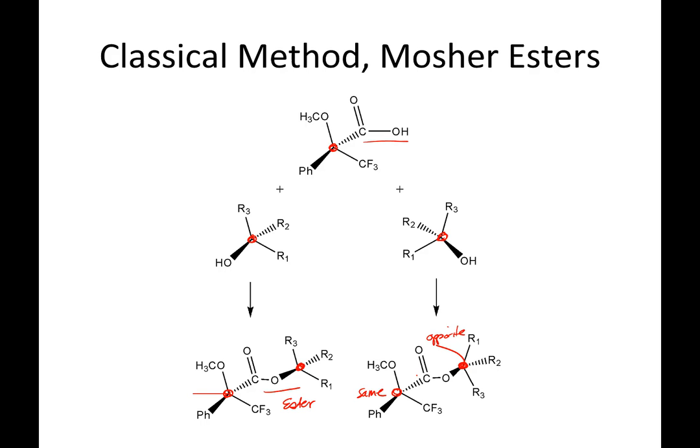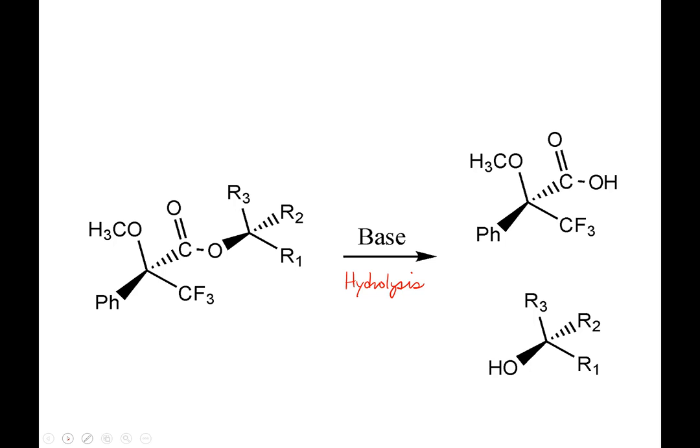The problem is, how do you get them back? If you want them back, you need to add base to the ester. We'll learn about this reaction next semester. This is called hydrolysis, and so the ester will hydrolyze. It'll reform your carboxylic acid and your alcohol. You had two chiral esters in two different test tubes. Hydrolyze them. Now you have the two chiral alcohols separated from each other. And so this is a classical separation using what are called Mosher esters. But the key thing is we have to turn enantiomers into diastereomers. That's the basic key element in separating enantiomers.